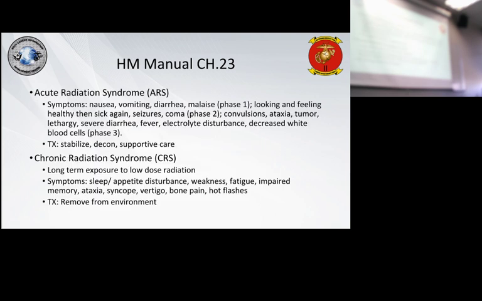Acute radiation syndrome. Your symptoms: nausea, vomiting, diarrhea, malaise. That's your phase 1. Looking and feeling healthy and sick again. Seizures, coma, phase 2. Convulsions, ataxia, tremor, lethargy, severe diarrhea, decreased white blood cells, phase 3. The treatment: stabilize, decon, supportive care. Chronic radiation syndrome. Long-term exposure to low-dose radiation. The treatment for this too is just removal from the environment.